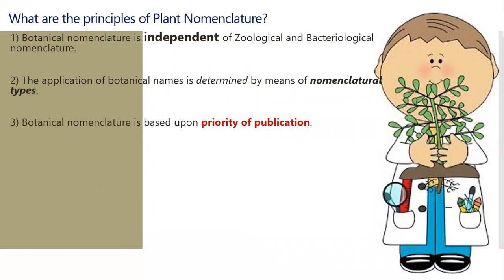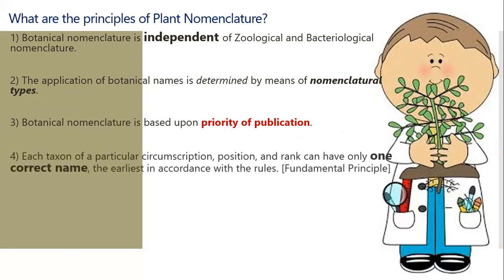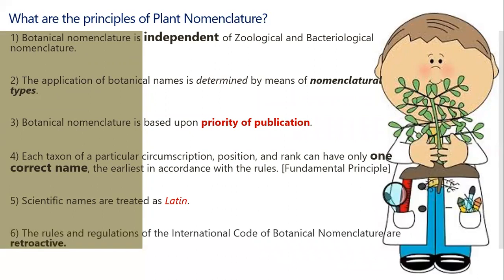Third, botanical nomenclature is based upon priority of publication. And fourth, each taxonomic group with a particular circumscription, position, and rank can bear only one correct name. Of course, the earliest is in accordance with it, but with some exemptions in specified cases. Fifth, scientific names of taxonomic groups are treated as Latin regardless of their derivation. And lastly, the rules of nomenclature are retroactive unless expressly limited.